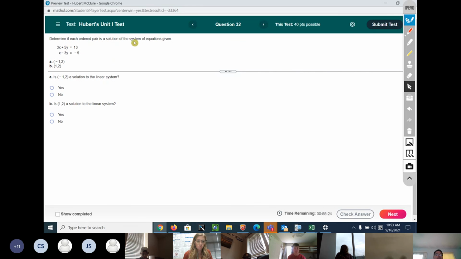Determine if the ordered pair is a solution. Plug in those numbers, see if it's a true statement for x and y. If it's a true statement, yes. If it's a false statement, no.